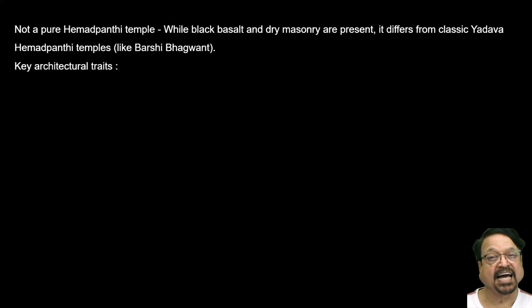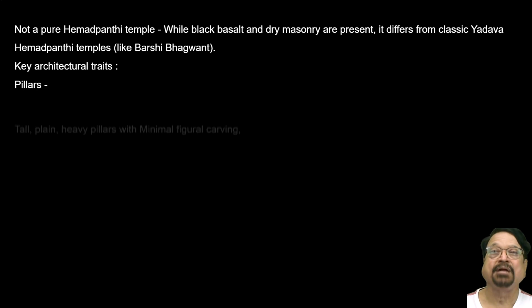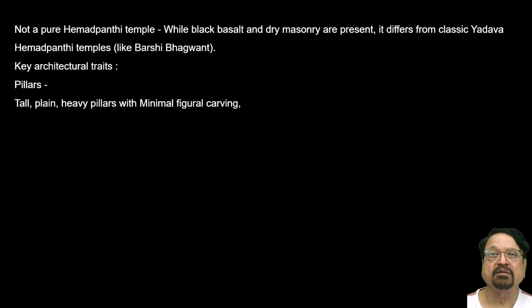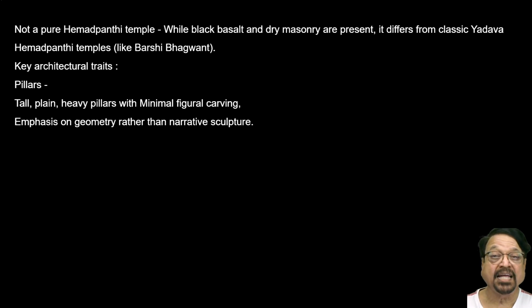So what are the key architectural traits? The pillars. The tall, plain, heavy pillars with minimal figural carvings. You will not find here the Ramayana and Mahabharata, as you will see in most of the South Indian temples. The emphasis here is on geometry rather than on narrative or sculptures. Beautifully they are designed. They are exactly similar to each other.